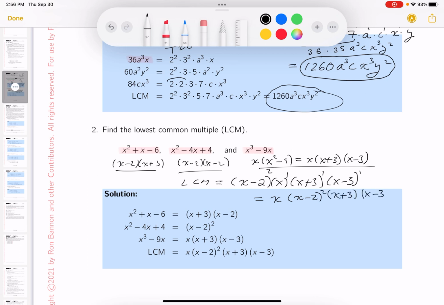x minus 3. I'll put a box in that. And certainly when I'm putting a box in something, I'm committing to it. But I want to see if I got the right answer. And I'm looking at it, and we have the right answer.